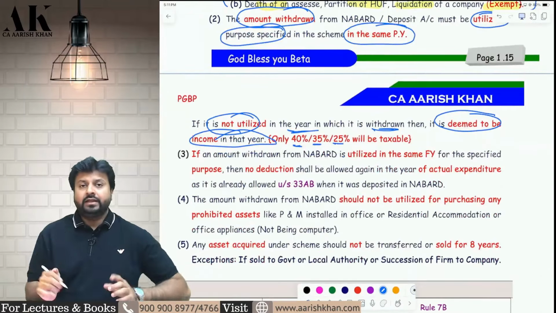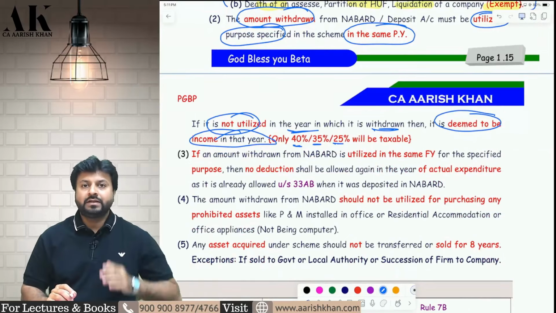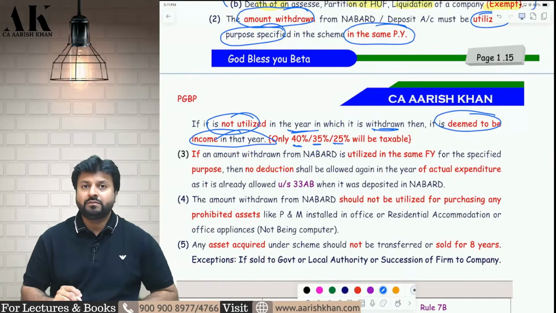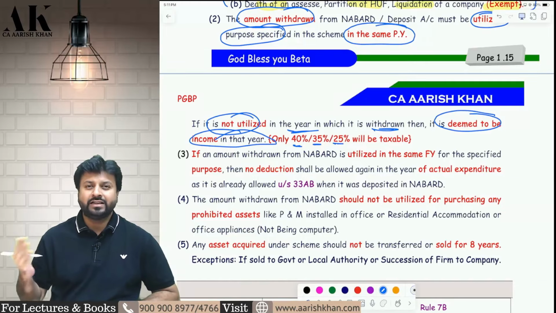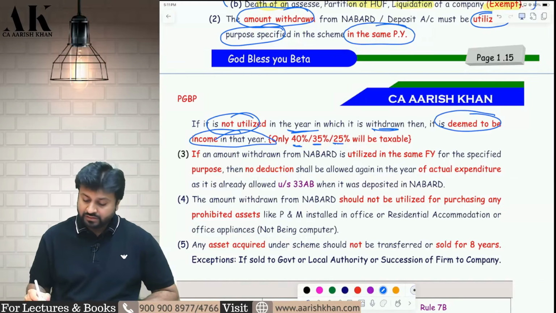Okay. Second, if I withdraw the money, 10 lakh rupees, from NABARD, and if I incur some expenditure like salary, etc., then will I get the deduction of that expenditure also? The answer is no.